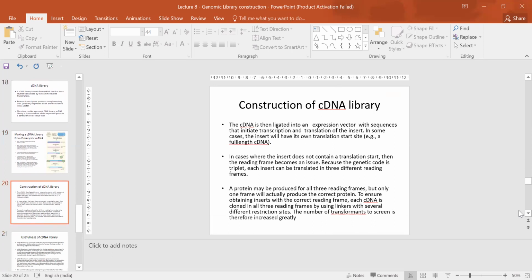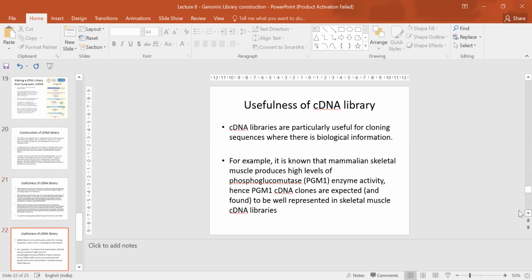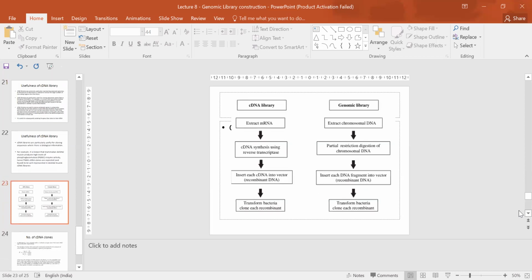I've already discussed how to construct the cDNA library and its usefulness, and here is a basic comparison. In the cDNA library, we need to extract the mRNA, then do cDNA synthesis using reverse transcription, and then insert this cDNA into a suitable vector to make it a recombinant. And finally, we can transform it into a suitable host.